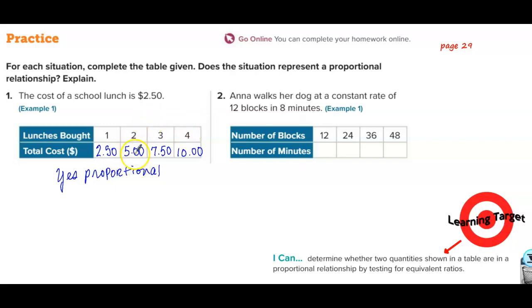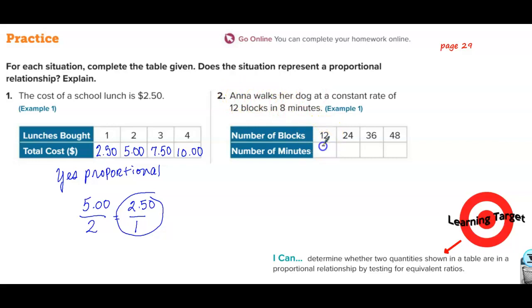All right, if I wrote all of these as rates, say $5 for two lunches, and then I reduced them to a unit rate, I would have 2.50, and all of these would have the same 2.50 over 1. That's why it's proportional. Anna walks her dog at a constant rate of 12 blocks in 8 minutes.